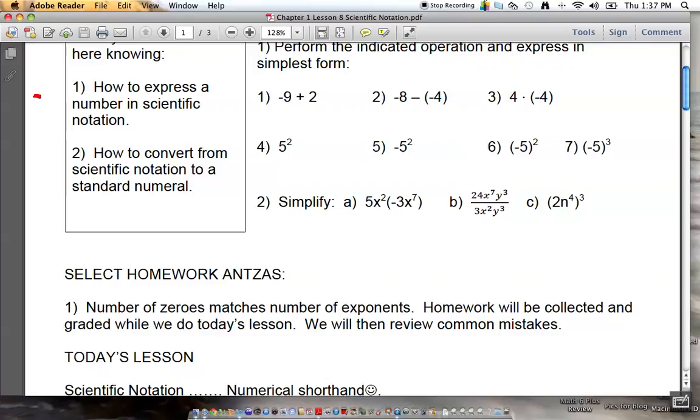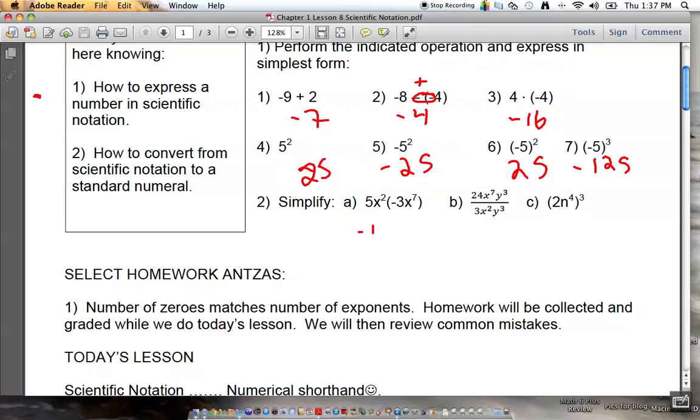Here we go. Number 1, -9 plus 2. What do we get? -7. Good. -8 minus -4. What do we get? Good, right? 4 times -4. 16. Good. 5 squared? 25. -5 squared. -25. -5 in parentheses squared? 25. -5 cubed? Not 15, -125. It's not 5 times 3, it's -5 times -5 times -5.